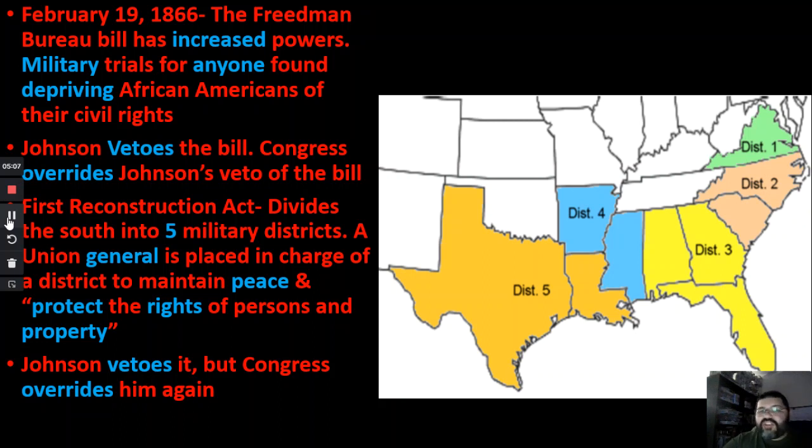Now, their job was to make sure that the soldiers there and their territory, that everything was hunky dory, that they, and these are the quotes they use, protect the rights of persons and property. Now, if you notice, that quote says persons, not African Americans. It wasn't just about protecting African Americans, it was protecting anybody whose rights were being violated.